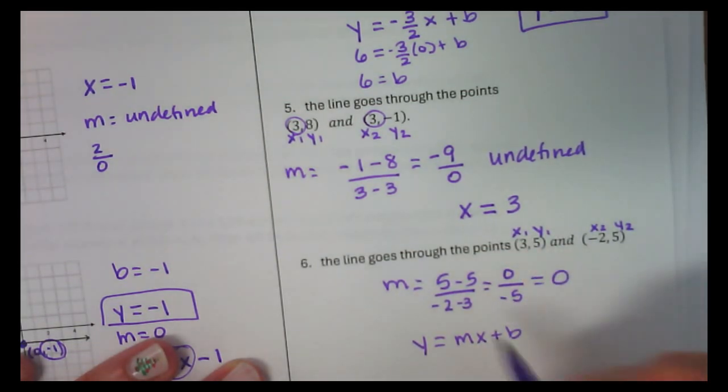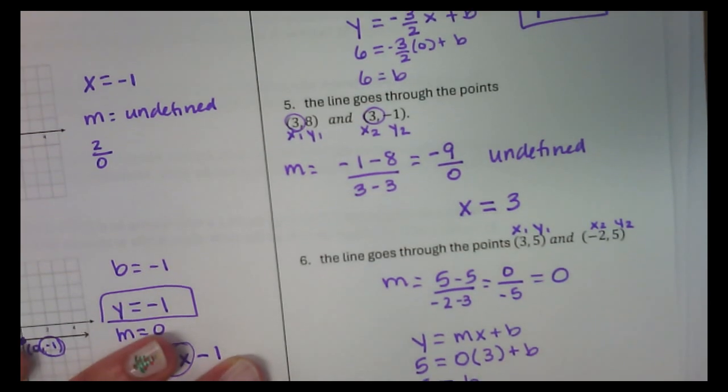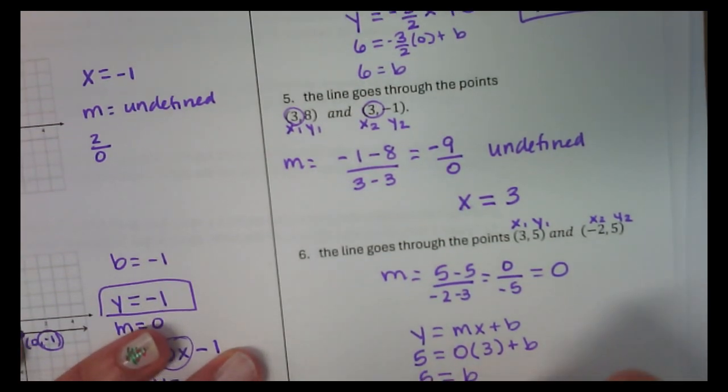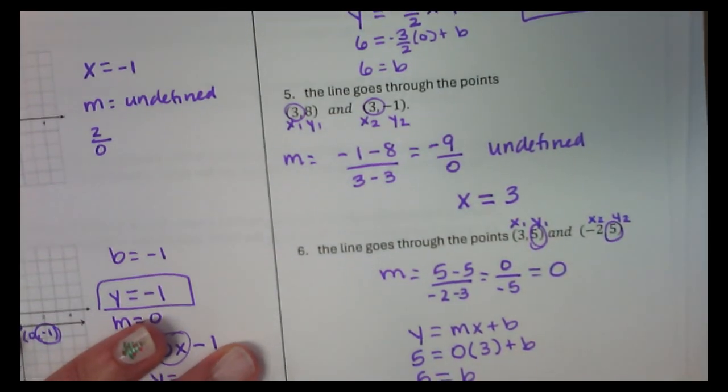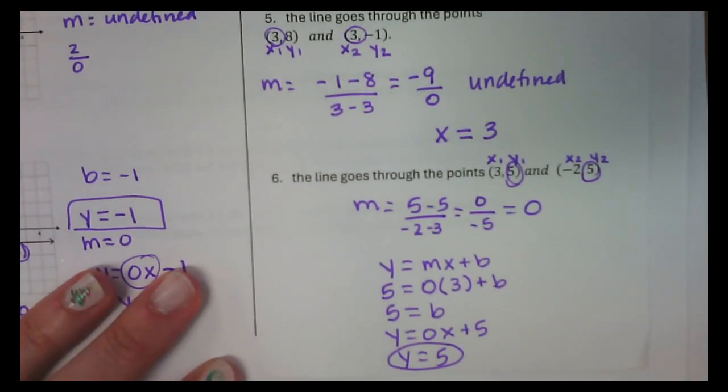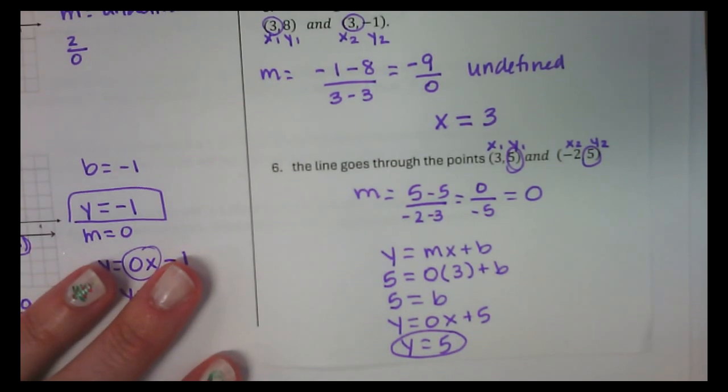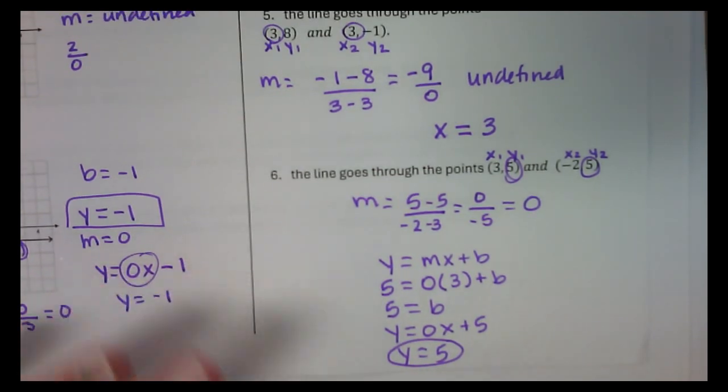And then I can fill in y equals mx plus b with what I know. I'm going to use the first point. 5 is equal to 0 times 3 plus b. So 5 is equal to b. So if I filled everything in, I get y equals 5. And again, maybe you realized these were the same, so it's going to be a y equals 5 equation. Okay, so there's a couple ways you can do that.